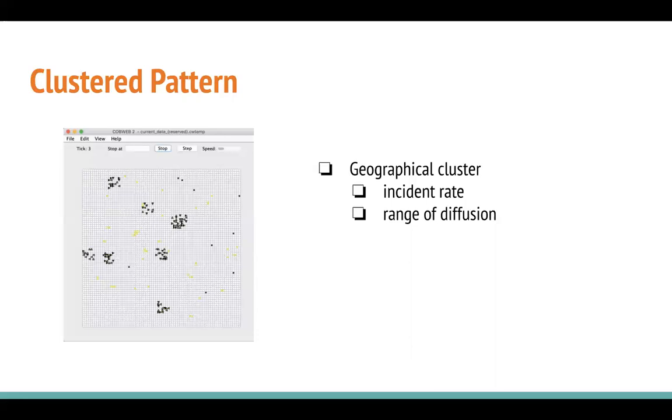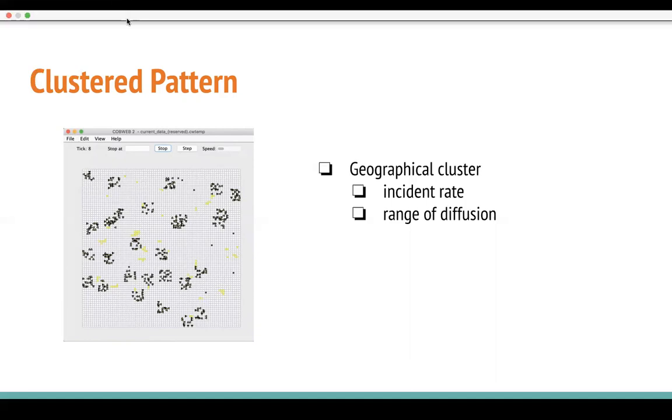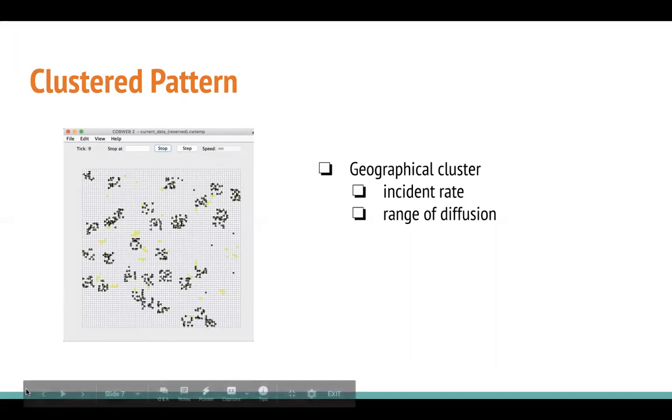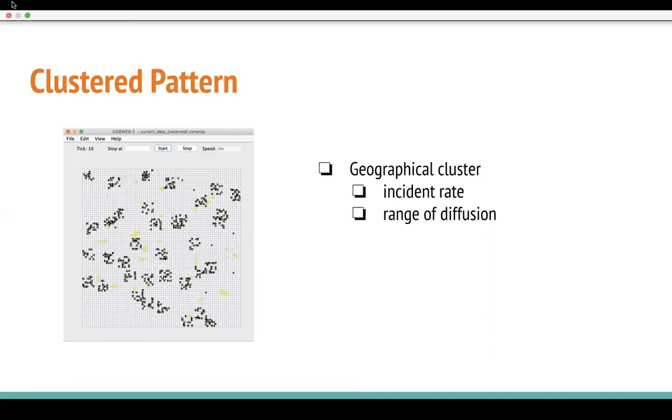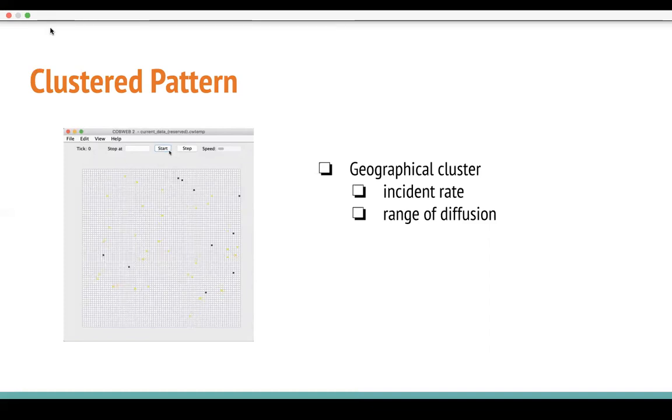So for a cluster pattern, statistically, it is a task to group a set of objects in such a way that objects in the same group are more likely to be similar. But we would like to introduce the geometrical cluster, which is an incident rate that some variables are expected to happen in a certain range. So we take the incident rate and the range of diffusion as two parameters in our settings for the cluster pattern model.